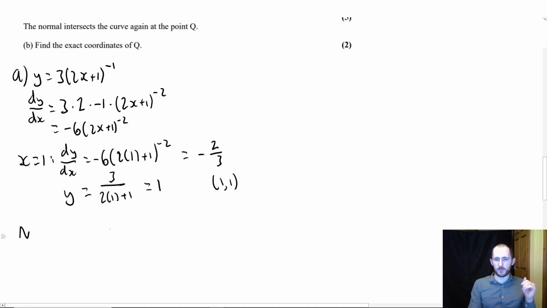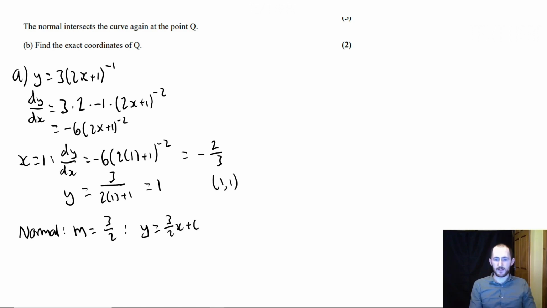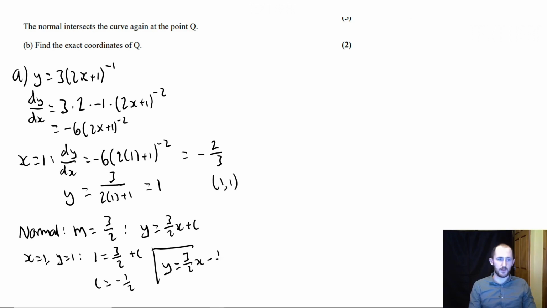Now if we actually work out the normal, the gradient is going to be the negative reciprocal of that, which is 3 over 2. So now we have y is equal to 3 over 2 x plus c. Now we sub in x is equal to 1 and y equals 1. So we have 1 equals 3 over 2 times 1, which is 3 over 2, plus c. So c is equal to negative a half. My equation is y equals 3 over 2 x minus a half. That is all we need to do for that question. So again, hopefully not too bad.